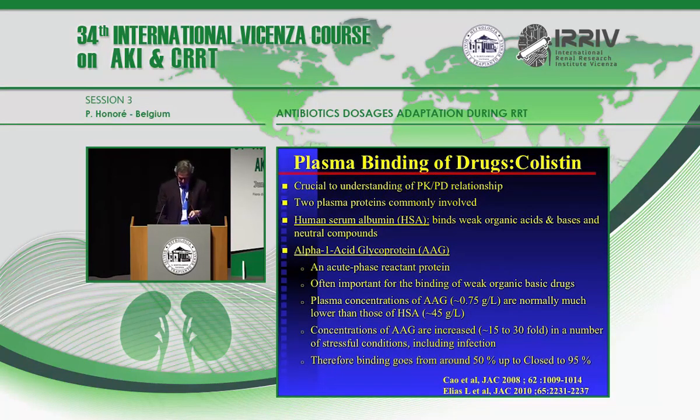Here the game is somewhat different, because there is this protein, alpha-1 acid glycoprotein, increasing 30-fold with infection. And by doing this, your percentage of binding goes from 50 to 95. So we cannot remove it by convection anymore. Can we do something about this?